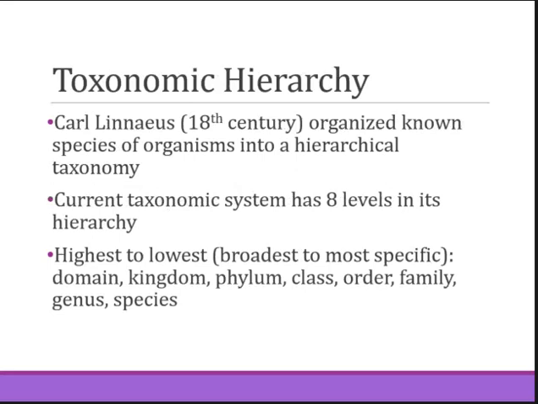In the 18th century, we had a scientist named Carl Linnaeus who organized known species of organisms into a hierarchical taxonomy. This taxonomy has 8 levels in its hierarchy. So he was able to basically organize species into this organization. We go from the broadest to most specific, or highest to lowest. We start off with domains, and then kingdoms, then phylums, class, order, family, genus, species.